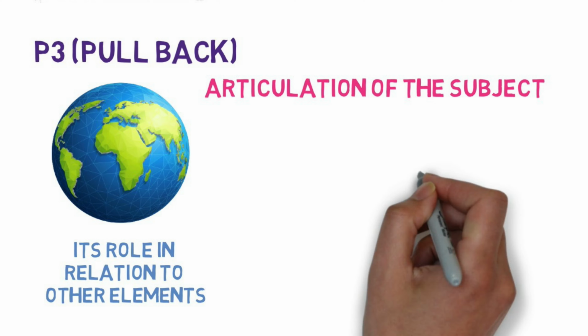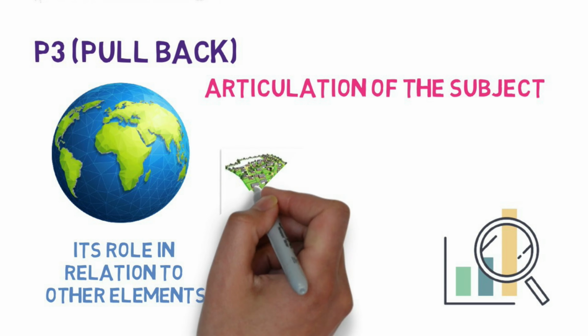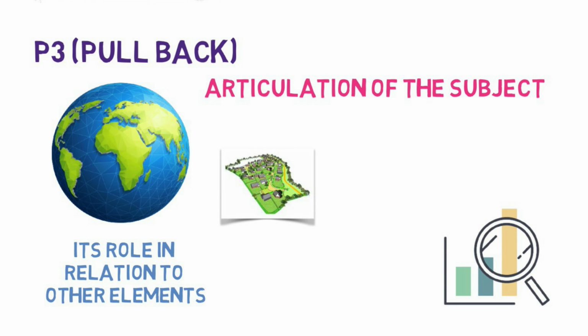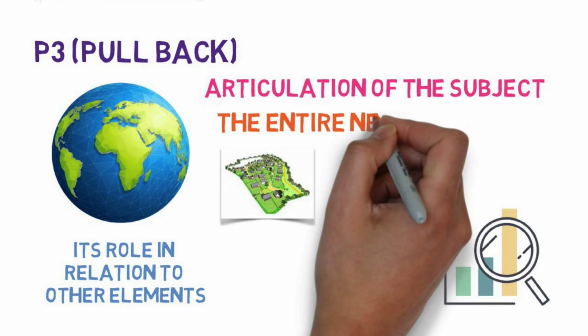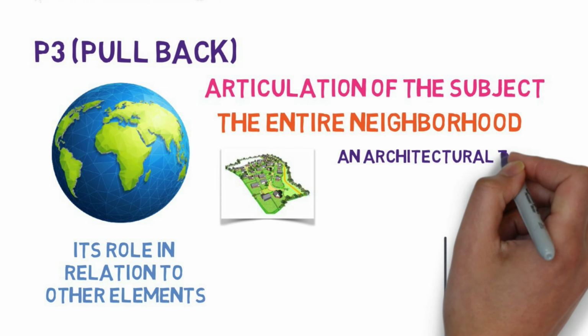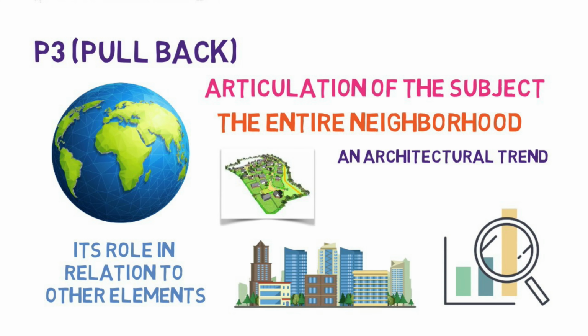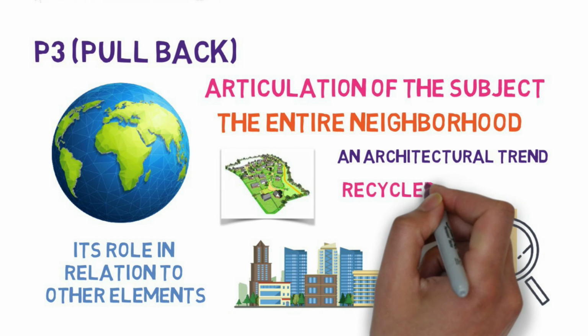In this third stage, the architect broadened the scope of the analysis to include the entire neighborhood and then the whole city. He identified an architectural trend in this neighborhood which was not necessarily easily visible and integrated it into his design. He also found a local factory of recycled building materials.